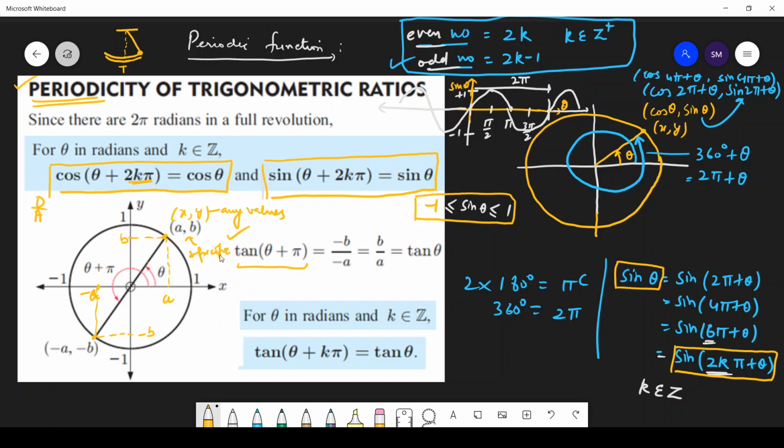So tan is opposite upon adjacent. The opposite side here is B and the adjacent is A, so B by A for tan theta. And what about tan of pi plus theta? Minus B by minus A, and you cancel them out, so you can see that both of them are the same. So the periodicity of tan theta is what, students? Pi. Yes, good.